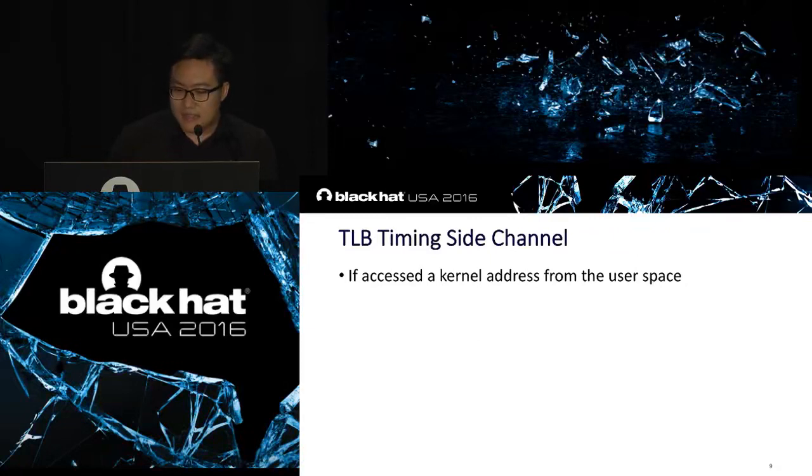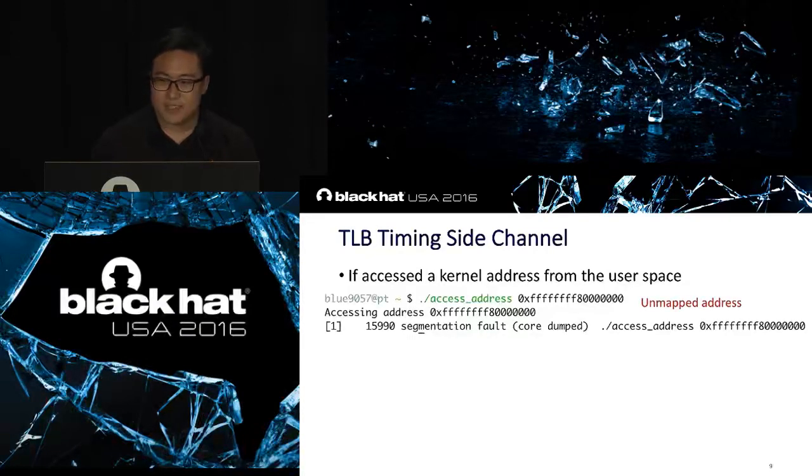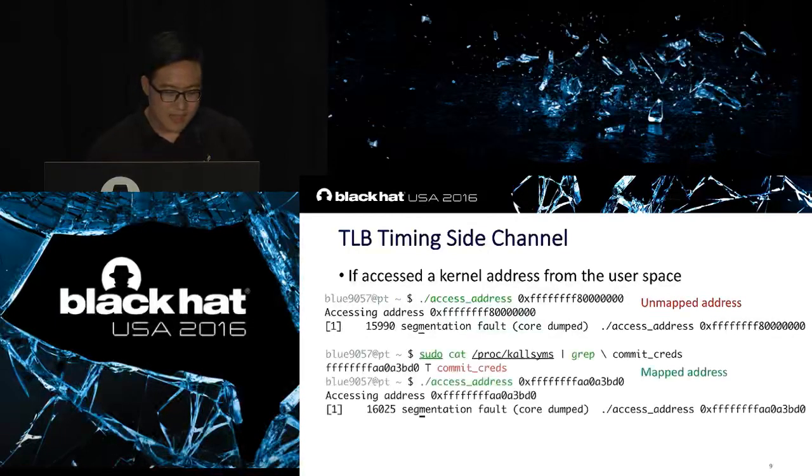In their attack, they use TLB hit and miss as a side channel. So let's learn about how the attack works by example. First, if we access a kernel address at the user space, regardless of its mapping status, for an unmapped page we get a segmentation fault, which is caused by a page fault at the processor because it is an invalid address. And even if it is a mapped address, because we are in ring 3 but the address privilege is in ring 0, we get a page fault.